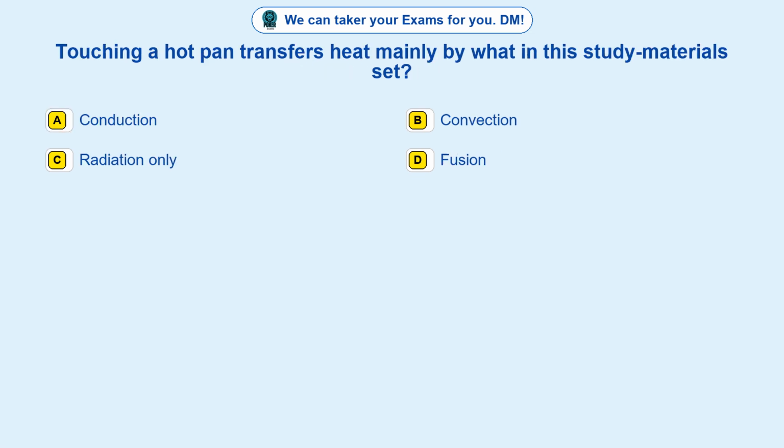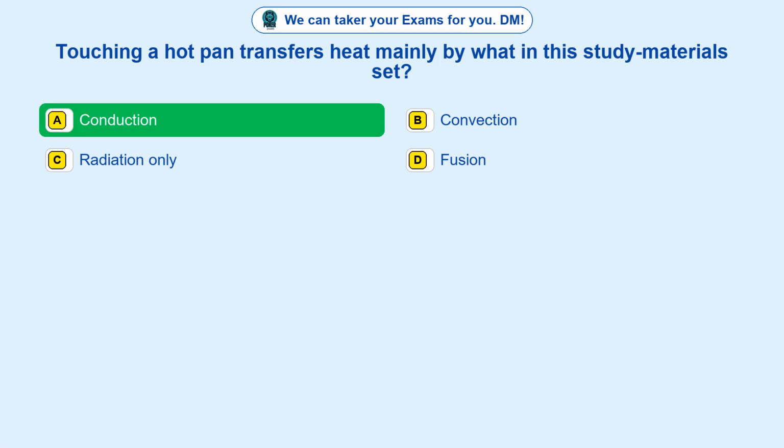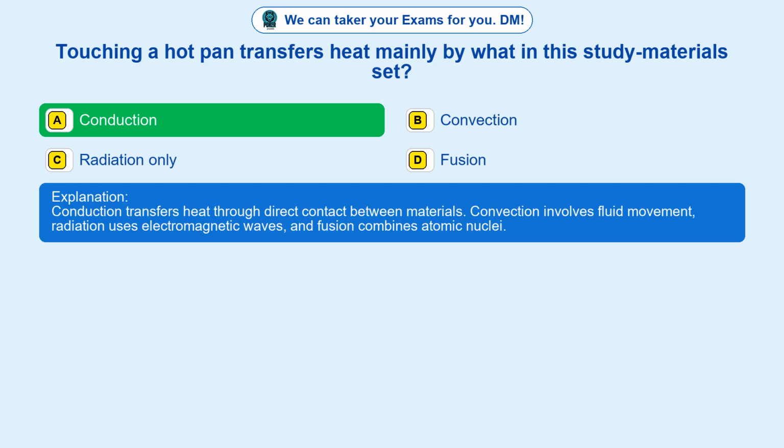Question 75. Touching a hot pan transfers heat mainly by what in this study materials set? Option A, conduction. Option B, convection. Option C, radiation only. Option D, fusion. The correct answer is option A. Conduction. Conduction transfers heat through direct contact between materials. Convection involves fluid movement, radiation uses electromagnetic waves, and fusion combines atomic nuclei.